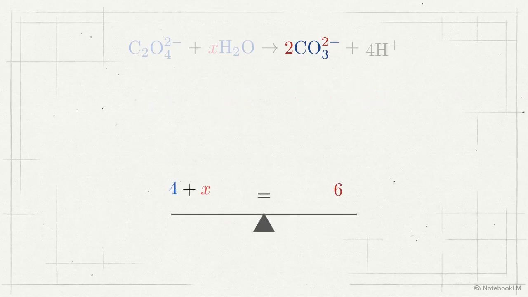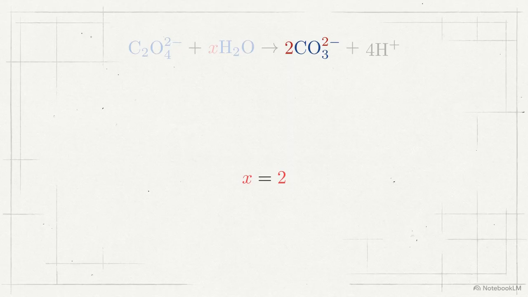We can now set up a simple algebraic scale. 4 plus X equals 6. Subtract 4 from both sides, and we calculate that X equals 2. We insert that 2 into our water molecule, making it 2H₂O.